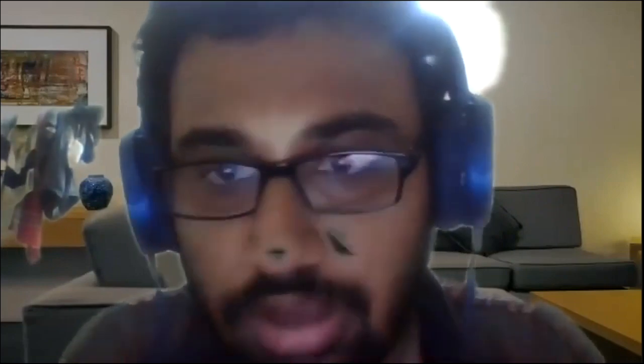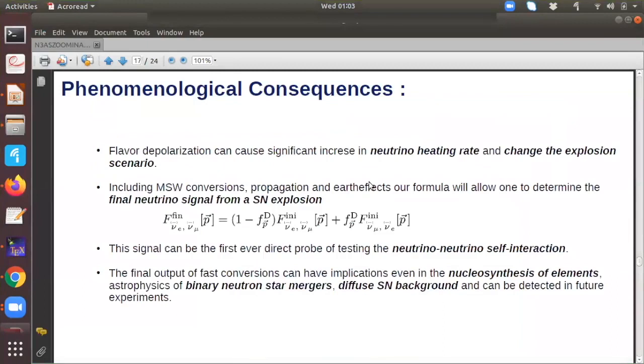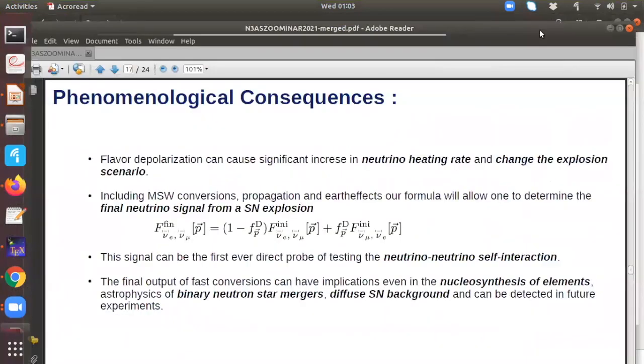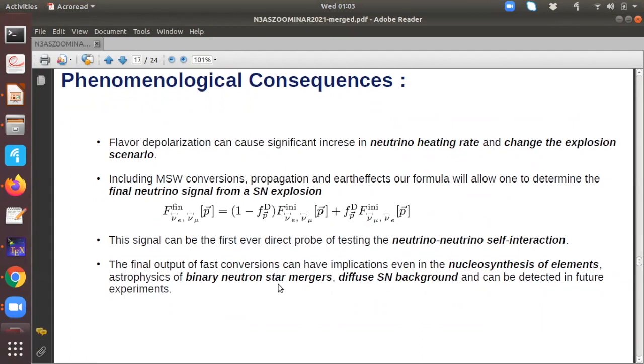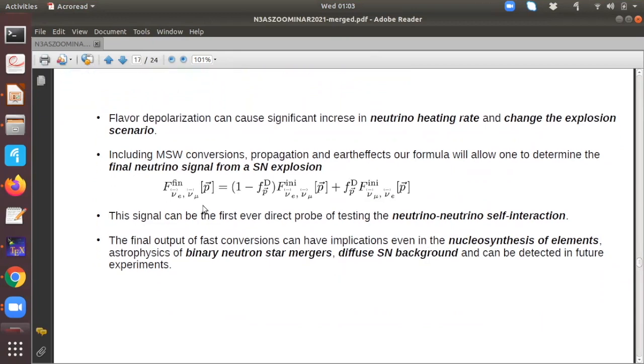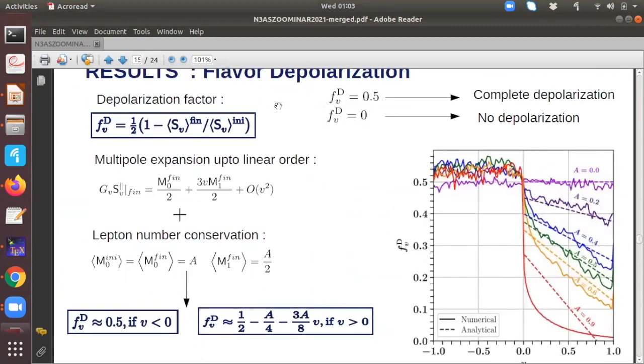Now I will go to the next part of my talk. To give a hint of the phenomenological consequences, this flavor depolarization can cause a significant increase in the neutrino heating rate and change the explosion scenario, and this will allow us to also detect the final neutrino signal from a supernova explosion, because this calculation determines the neutrino signal in the nonlinear regime. This can be an interesting probe for testing the neutrino-neutrino self-interaction, and this final output, when implemented in simulations, can give the amount of nucleosynthesis, and various sorts of neutrino astrophysics can be expected from this final neutrino signal, which we can detect from this formula.